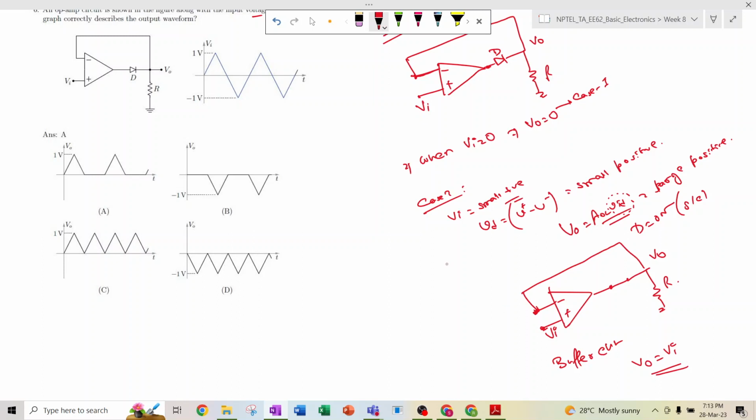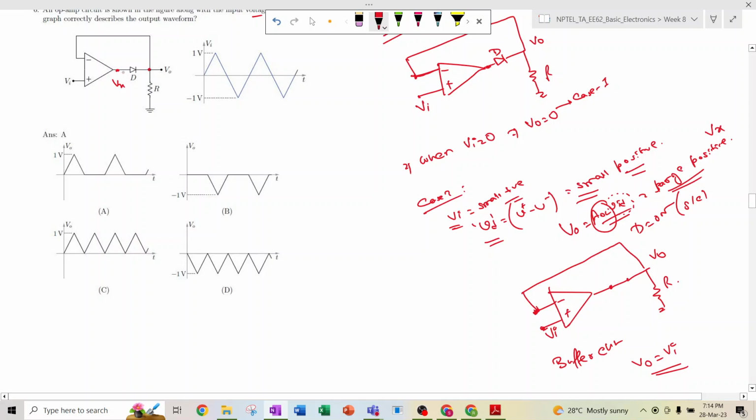So for small positive Vi, what is happening? I am repeating it again: the differential signal applied to the op amp is small positive, because it is V plus minus V minus, and the small positive voltage becomes amplified into a large positive, and it appears right at the output of the op amp, that is Vx. Vx is large positive, and if Vx is a large positive number, it is enough to turn the diode on, and if the diode is on, then it will behave as a short circuit, so there will be a short circuit path, and the equivalent circuit becomes like this.